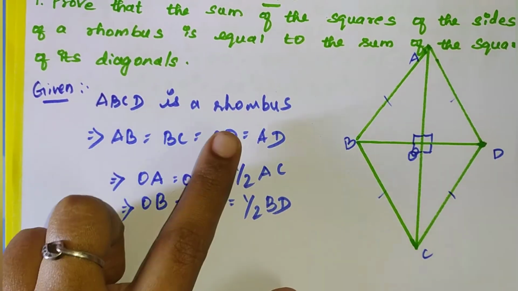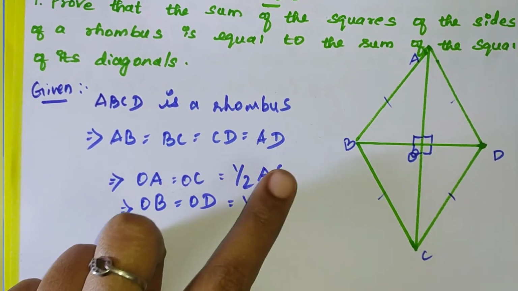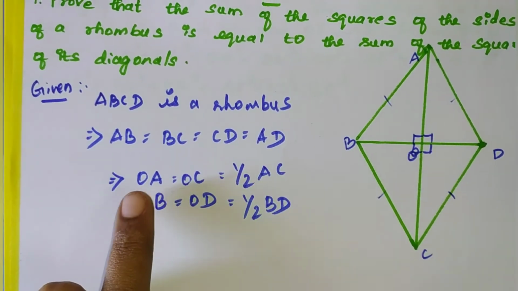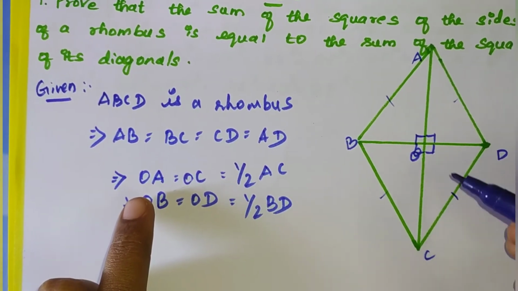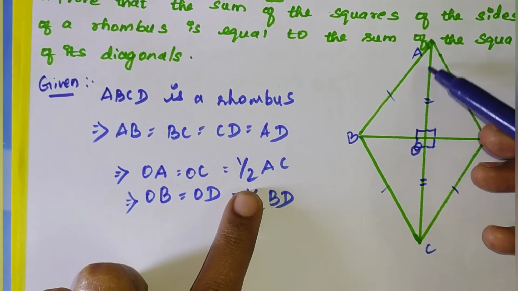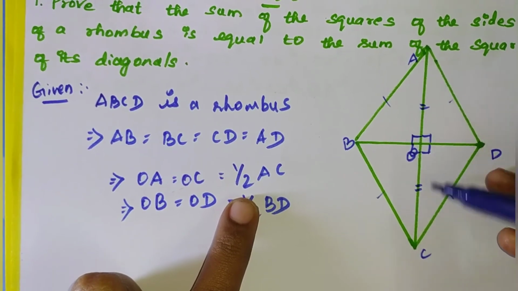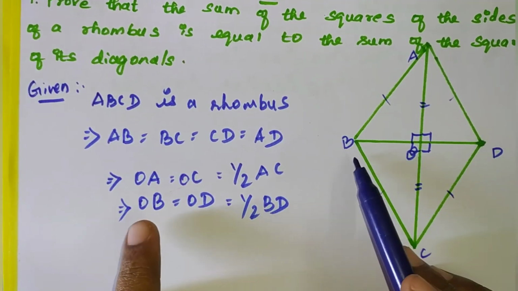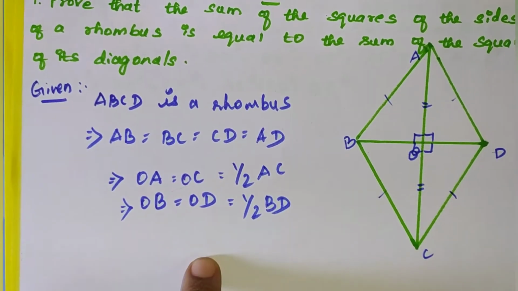Since ABCD is a rhombus, AB is equal to BC is equal to CD is equal to AD, all the sides are equal and the diagonals bisect each other. So OA is equal to OC. That is half of AC, the full diagonal is AC. OB is equal to OD and that is half of BD.